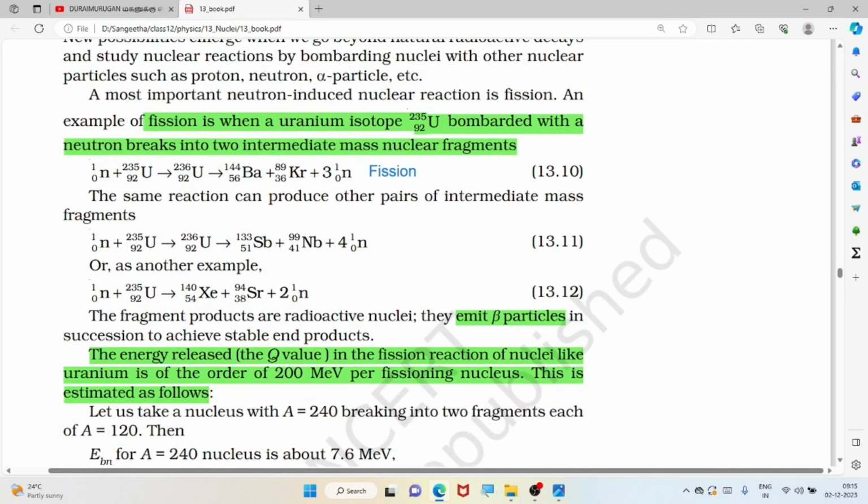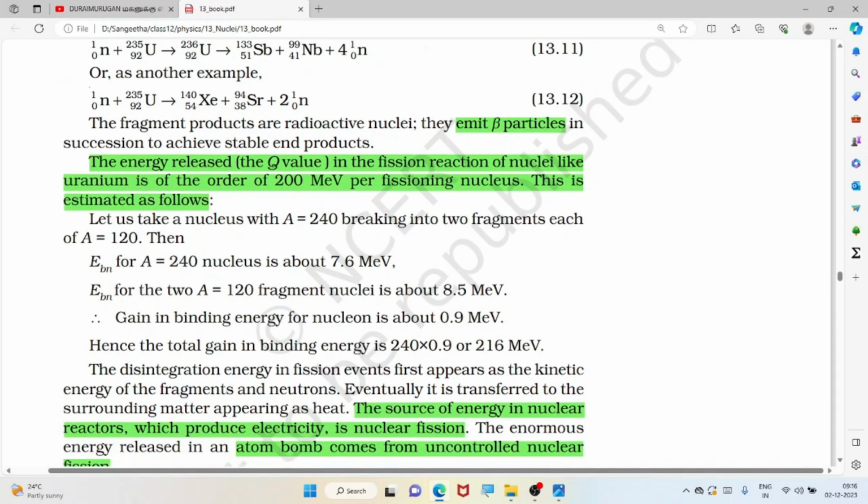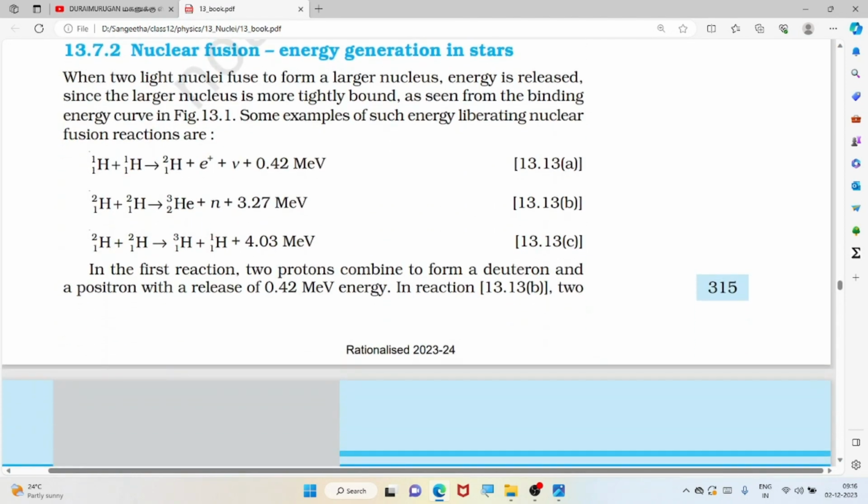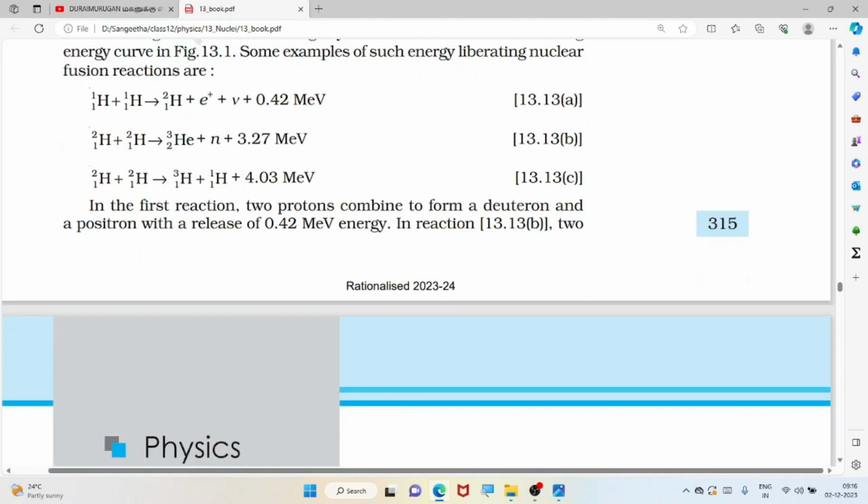This is fission. We are splitting the heavier nucleus into smaller things. In fission, when uranium is bombarded with a neutron, it breaks into two intermediate mass nuclei. This is equivalent to the energy release. This is fusion.